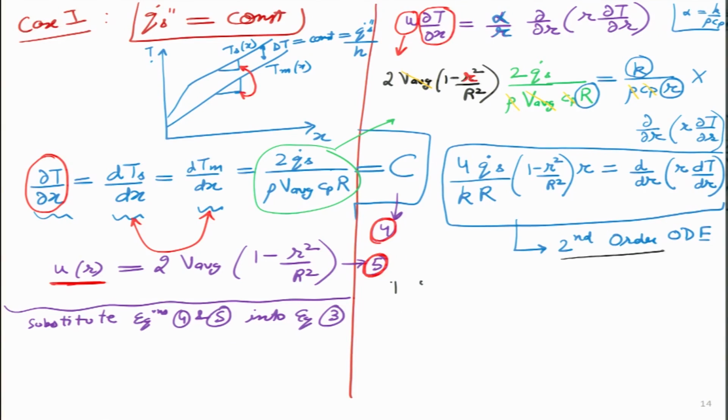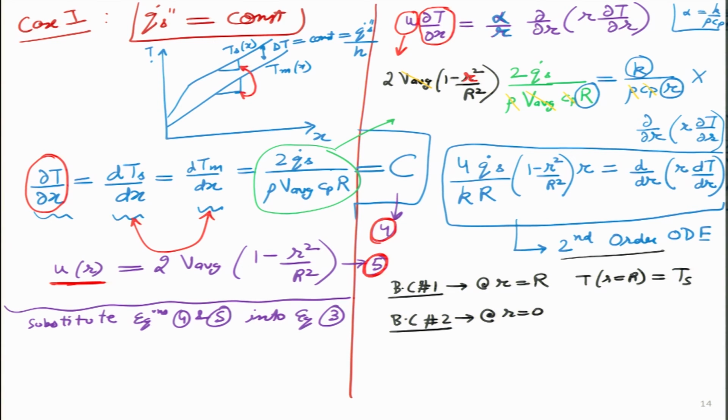So let me go ahead and write that down. So first boundary condition, boundary condition number 1, is that at surface, means r equals to capital R, I can immediately write temperature at r equals to capital R is Ts. Okay. Second boundary condition, maybe at center I know because of symmetry. What will symmetry tell me?